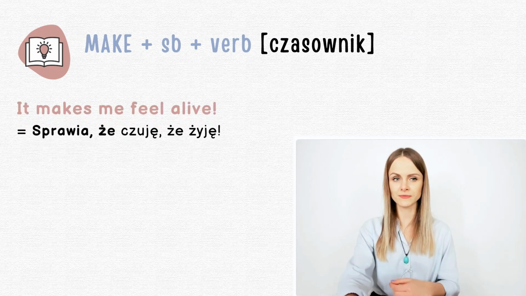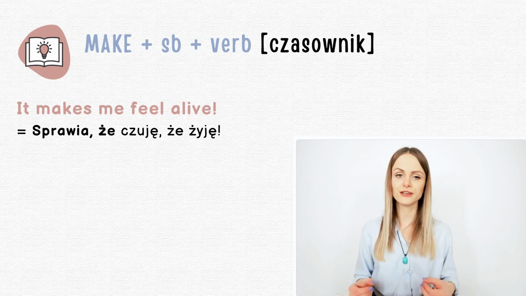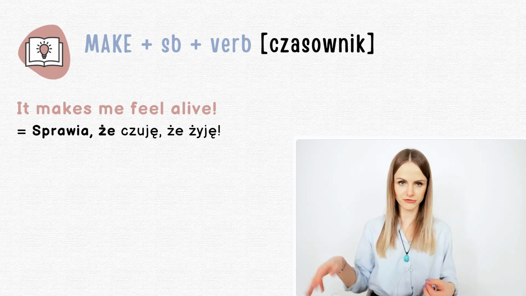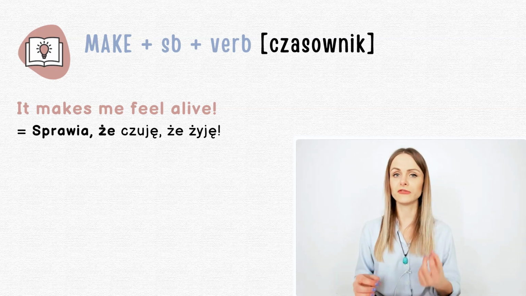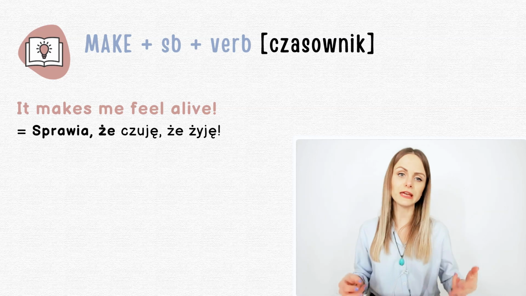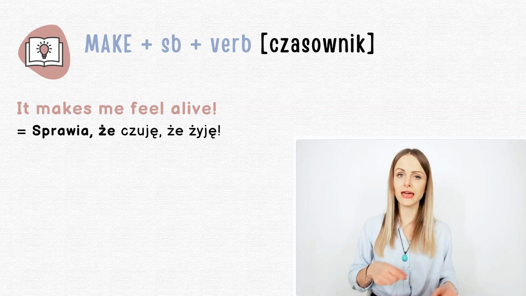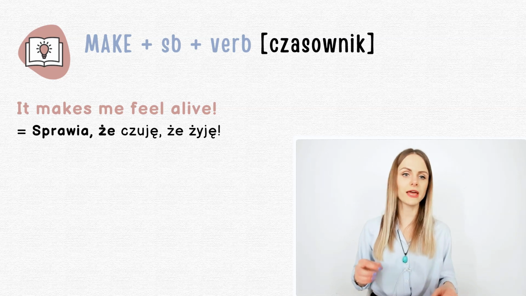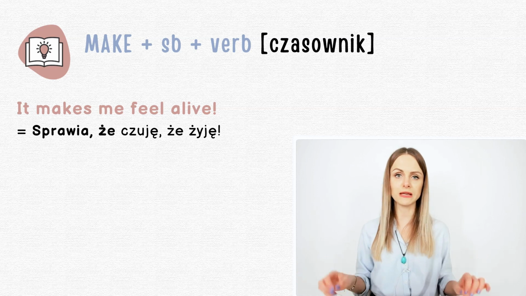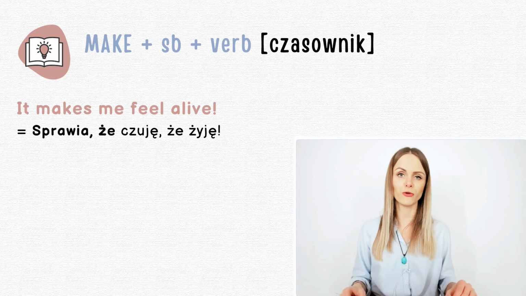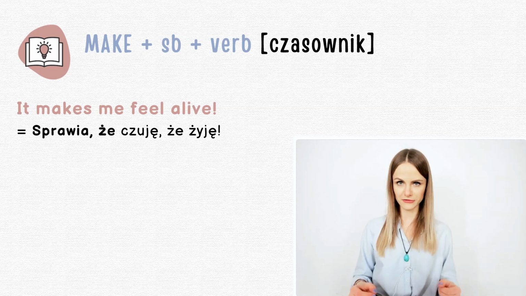The first one, it makes me feel alive. So you see, you also have this adjective alive, but the primary verb is feel. So it makes me feel alive. Please bear in mind there is no to here, so we can't say it makes me to feel, okay? This is a bare infinitive, which means there is no to before the verb. So it makes me feel alive.